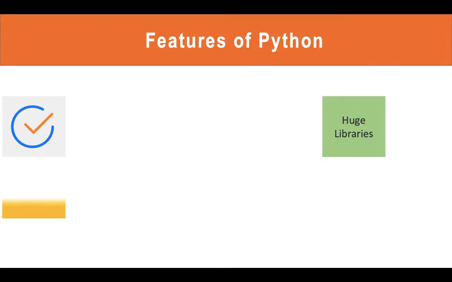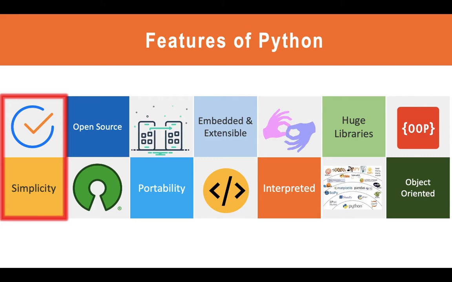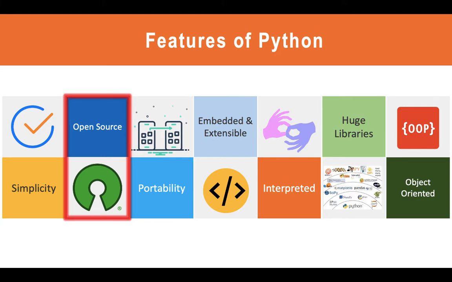All right, so let's quickly understand the features of Python. The very first one is simplicity. You have to think less about the syntax of the language, as I said, and more about your code. No need to define data types and all those things, right? Next we have open source. It is a powerful language, and easy and hassle-free for everyone to use as needed, right?